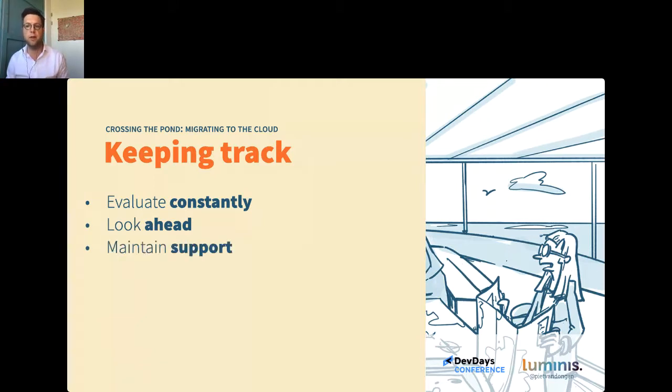Okay, so now you're getting up to speed, you're doing your migration, and everything is going better and better. So how do you keep track of the whole migration? You have to evaluate constantly whether you're still on track and where you are in your migration. You can do this by looking ahead: look at the historical data you've collected and extrapolate how long it will take if you continue like this. This way you can avoid having to stop or slow down, by being proactive.